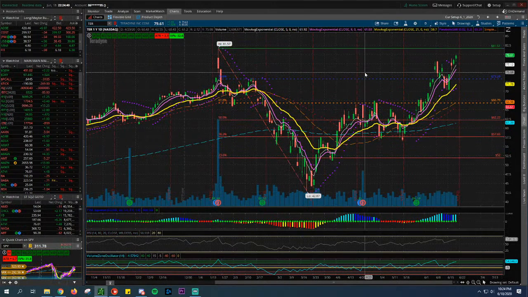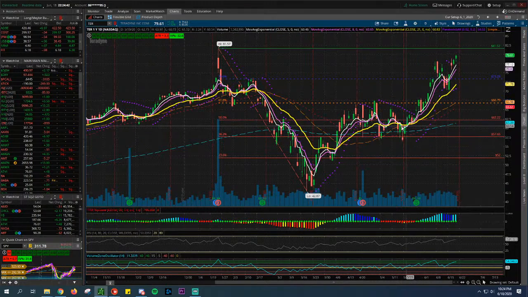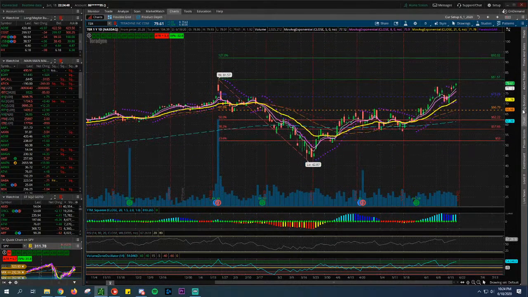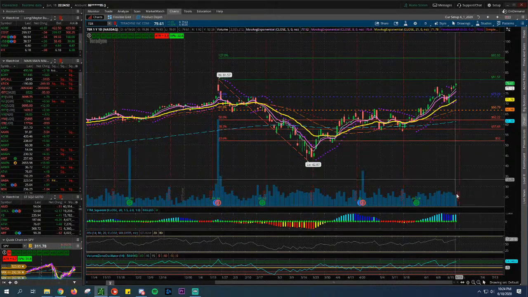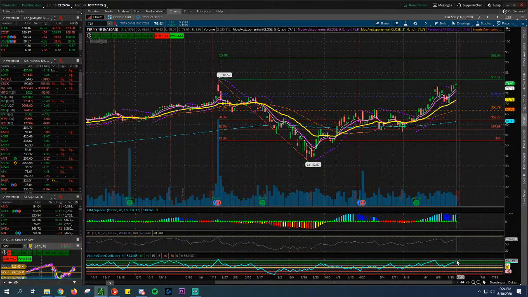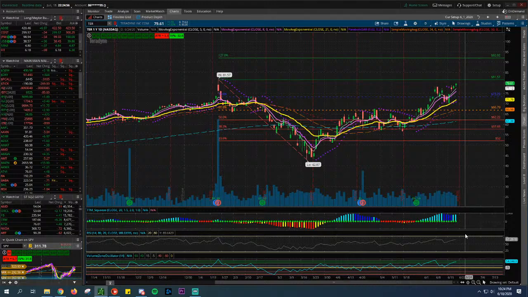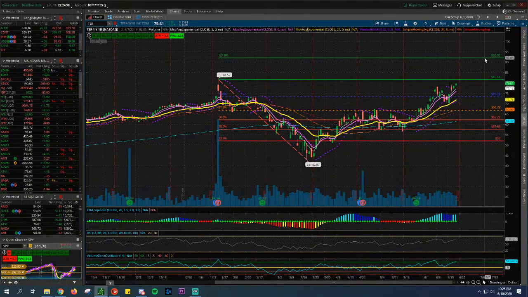It's been choppy in here, but the 21 has been ongoing support. Potential overhead resistance around the 81 level. If we break above the 81 and you see some more awesome volume coming in and some more strength, we could potentially test the 92 as an initial price target going from there.